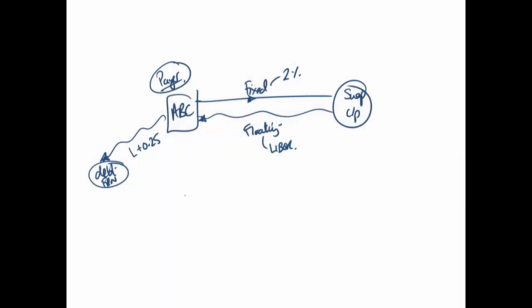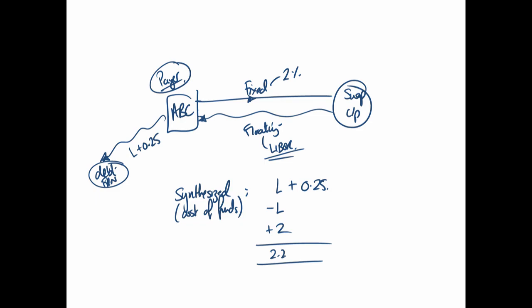But let's see that in action. I'll just make that point off slide here. We have synthesized, what have we done? We're still paying LIBOR plus 0.25, but we're receiving LIBOR in. This is our cost of funds. We're receiving LIBOR in under the swap, and we're paying away 2%. So yes, 2.25%. This is our synthetic cost of funds. We've synthesized a fixed borrowing here.